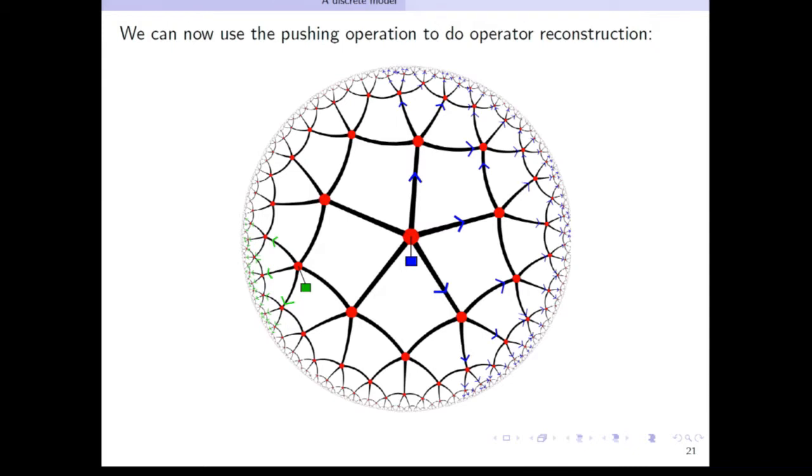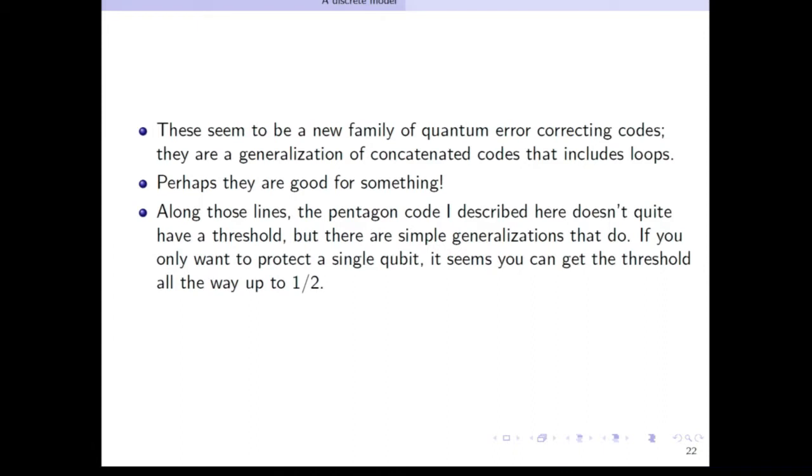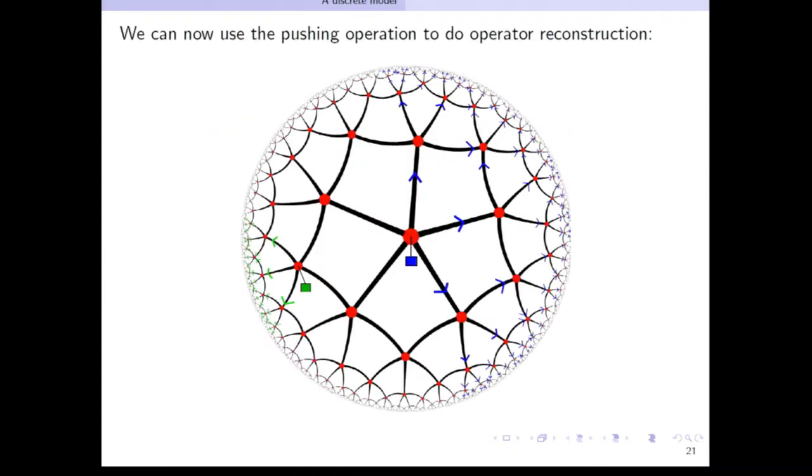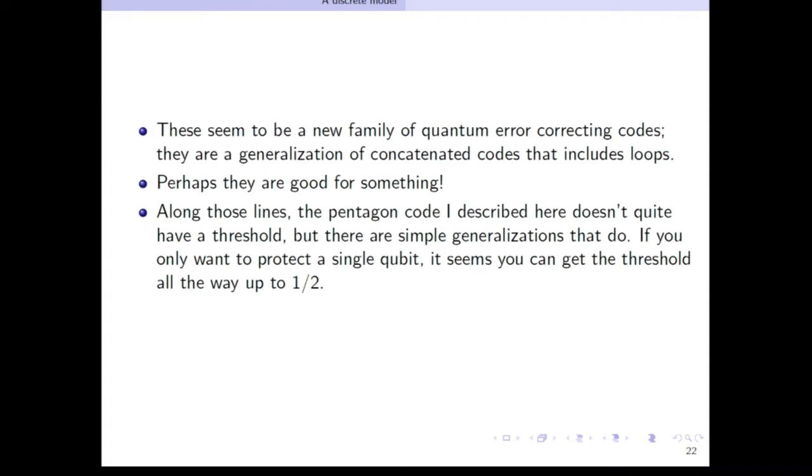In the worst case. What? No, that's typical case. That's the difference between threshold and distance. Distance is the worst case. Yeah. Okay. So this one actually doesn't have a threshold. There's an order 1 number of erasures that kills the center. But there are simple generalizations that do. They illustrate the AdS/CFT aspects of things just as well, but are a little more complicated, so I explained this one instead. But actually, if you do want to protect only a single qubit, it seems that you can get the threshold all the way up to 1/2, which is the theoretical upper bound on how big it can be.